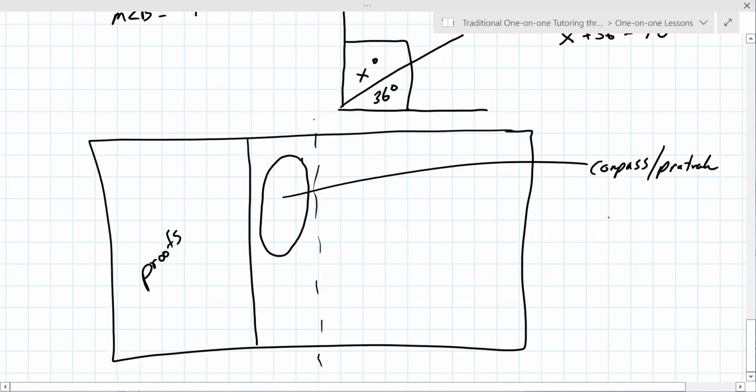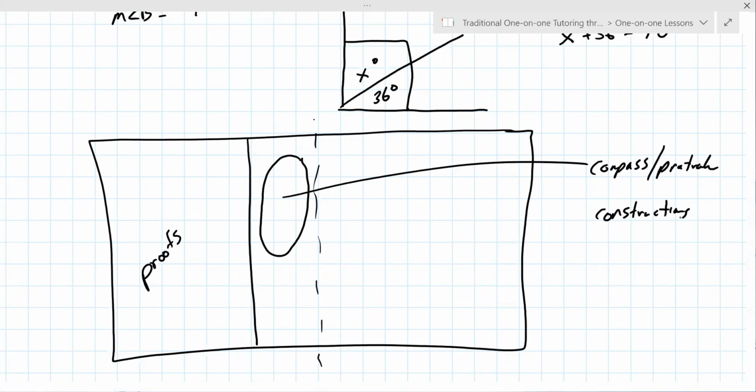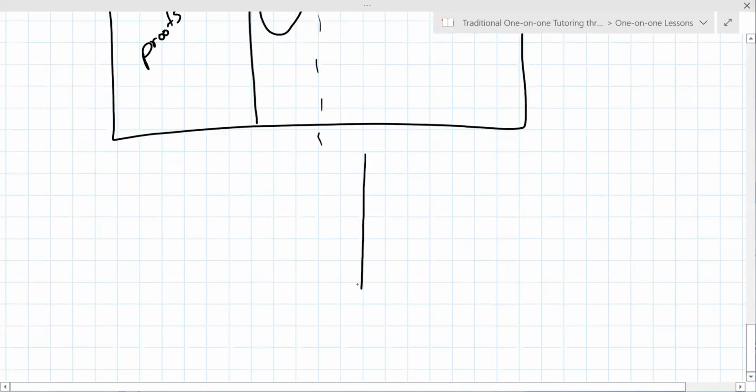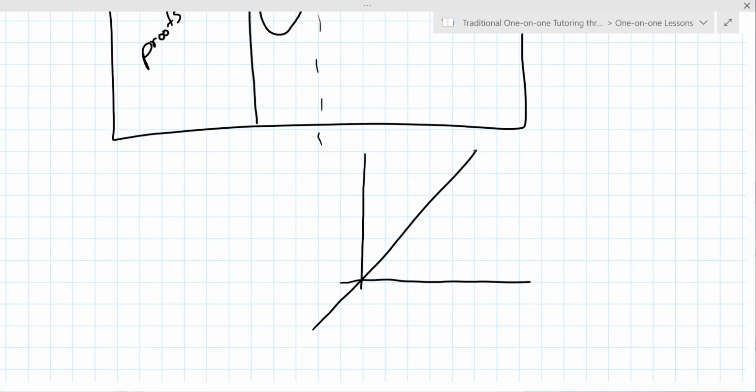They teach you things called constructions, like here's how to create a right angle, or how to bisect an angle, or how to bisect a line segment. That's why you were asked for a compass and a protractor for this course. To answer your question, no, you're not going to be asked to make a 36-degree angle, but you might be asked to make a 45-degree angle, because a 45-degree angle is a right angle that you bisect, and you'll learn these techniques for doing that.